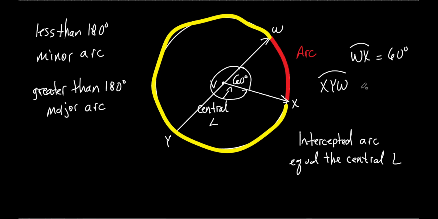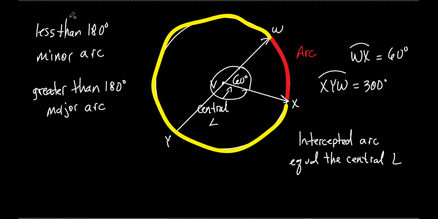Now, I wasn't really going to do this, but we'll do it now since I'm thinking about it. What would the measure of arc XYW be in this situation? 300, exactly right. How'd you get that? Yep, subtract the red one from 360, from the whole entire circle, and then you got what's left over, which is the yellow one, all right, which is 300 degrees. Everybody good with that so far? All right, so we got a minor arc, which is less than 180. We have a major arc, which is greater than 180.